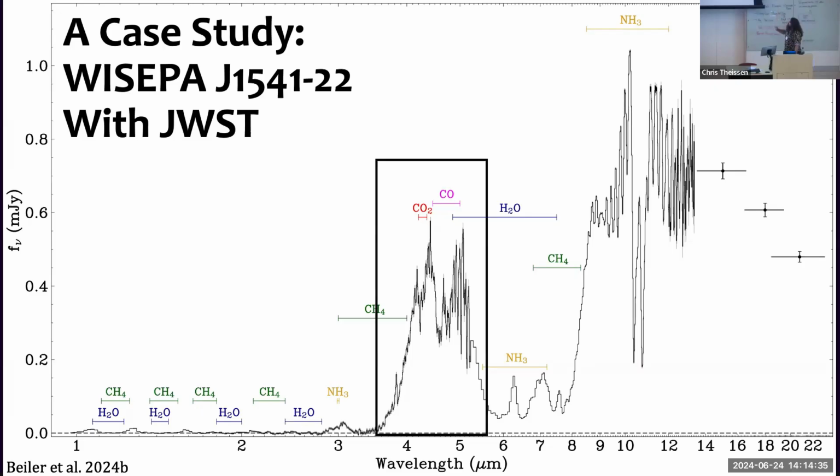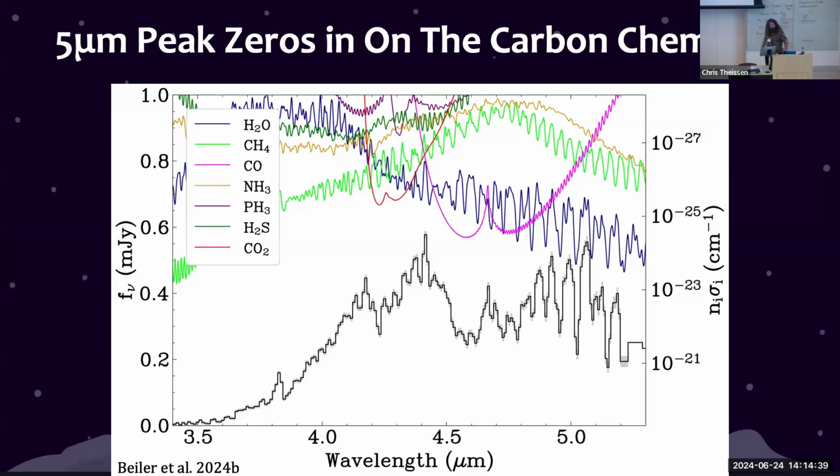I want to talk specifically though about 2 parts of the spectrum. First off, this place that I'm calling the 5 micron peak. The reason we're looking here is because this contains a lot of the carbon chemistry that we're looking at. We have strong CO2 absorption there in red. We have strong CO absorption there in pink. And then we have the methane, which is giving us the red edge of this 5-micron peak.